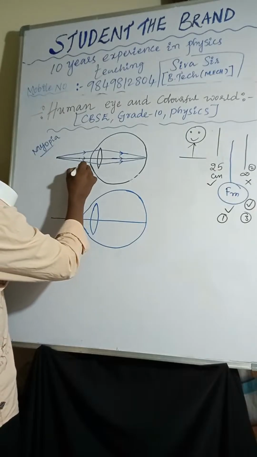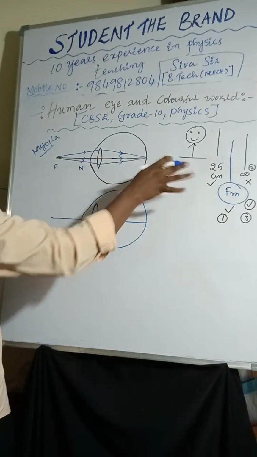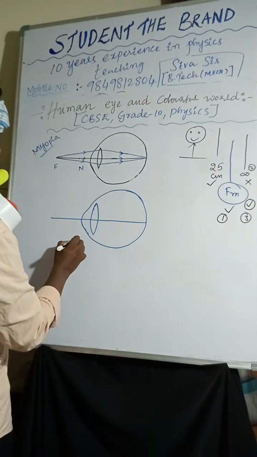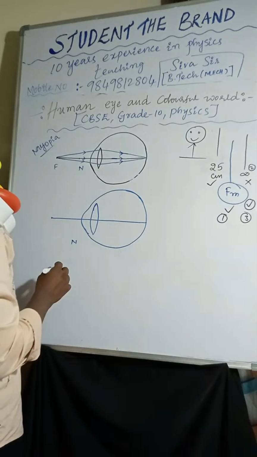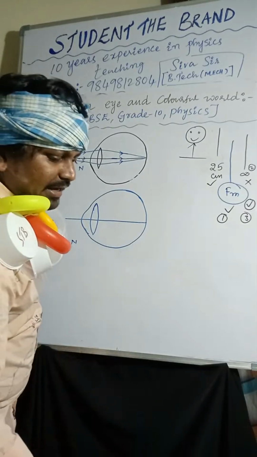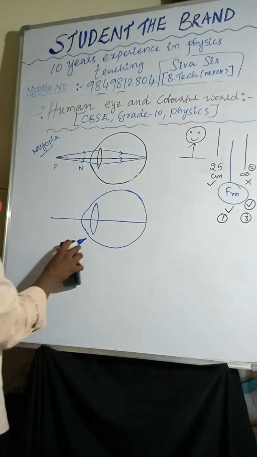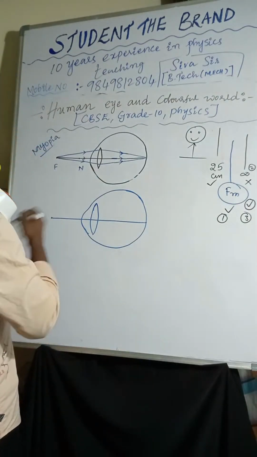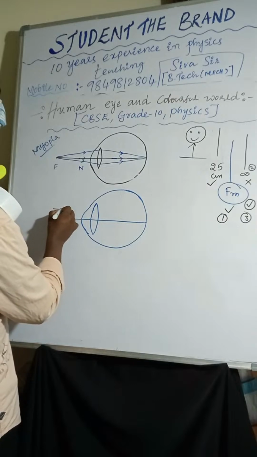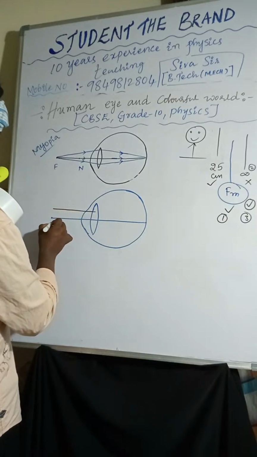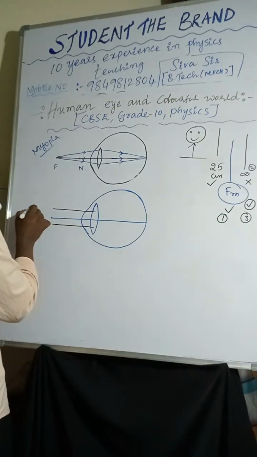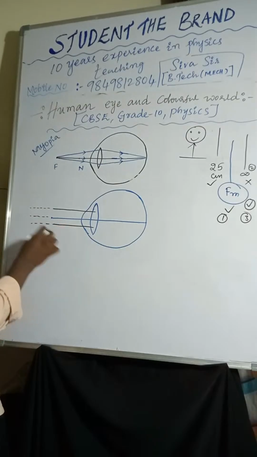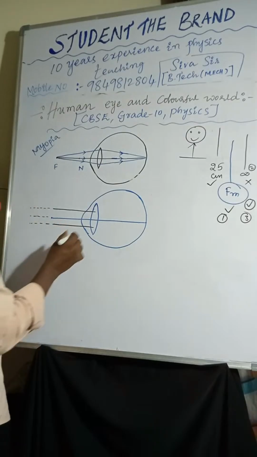So this is the near point, as I said. This is the far point of the myopic eye. So I'm considering here again the near point, and this is the far point. If the light rays are coming from infinity, you can't see. So I will draw the diagram. Just check once. This dotted line represents that light rays are coming from infinity.